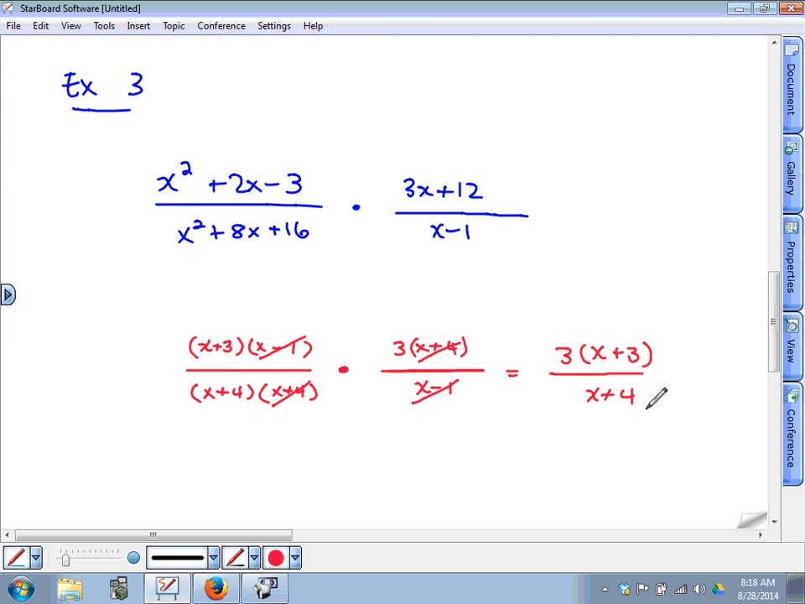What's that? No. See, that's not lazy. That's smart. That's conserving resources. I would leave it in factored form.